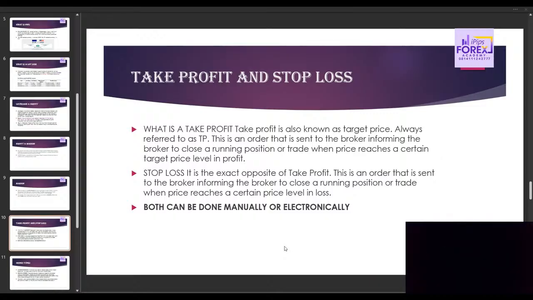So the next thing we are talking about now is take profit and stop loss. You see that we are getting deeper, and we are gradually approaching an alt. This is about 8:52. We are almost 40 minutes into this class.